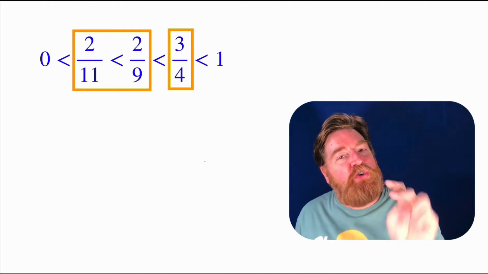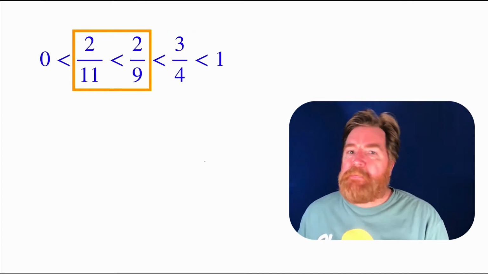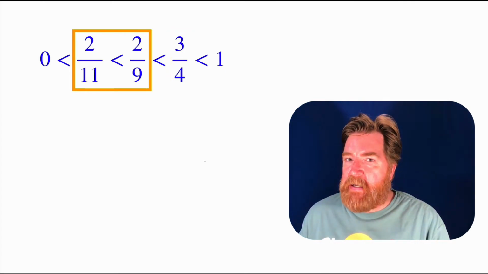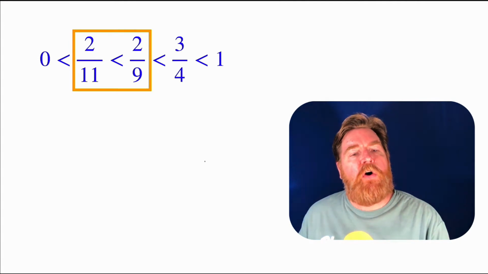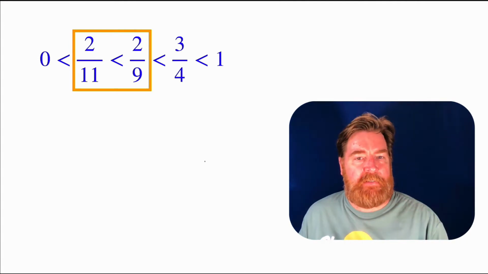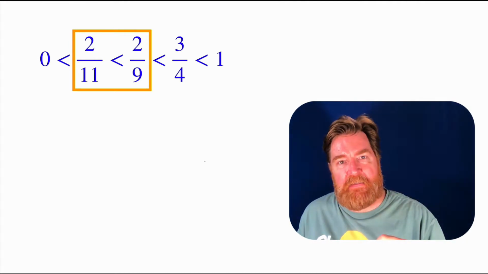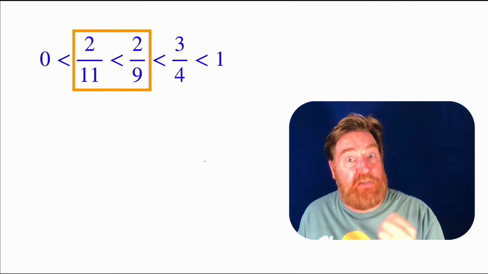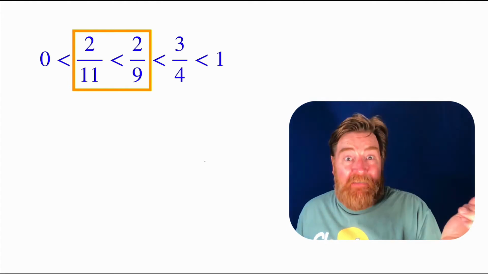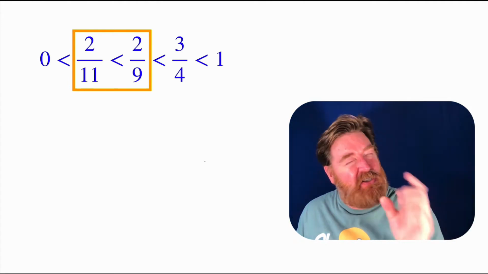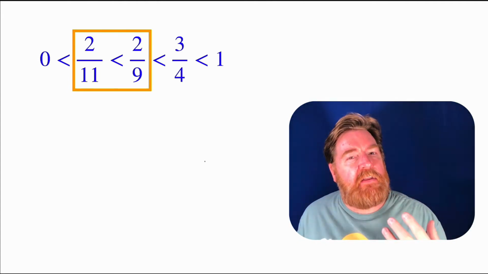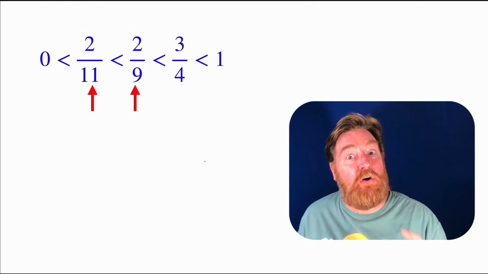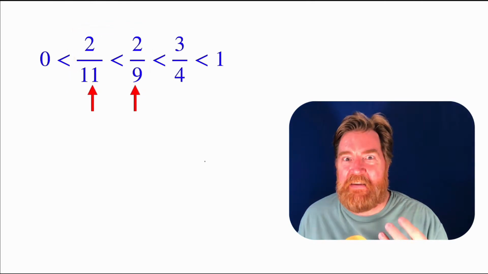But how about the two within the box? Well, that's pretty important to talk about. I just want to steal a second to mention something. Notice we have 2/11ths and 2/9ths. So we're actually keeping the same number of pieces, 2. 2/11ths versus 2/9ths. So what it's really going to come down to is the size of those pieces. It really depends on the denominator.